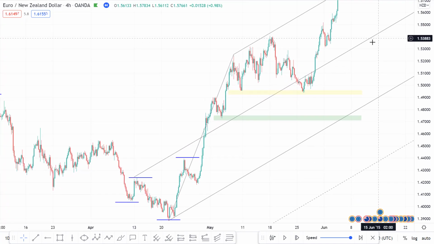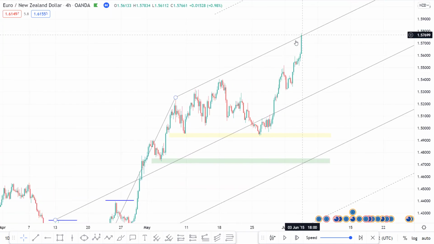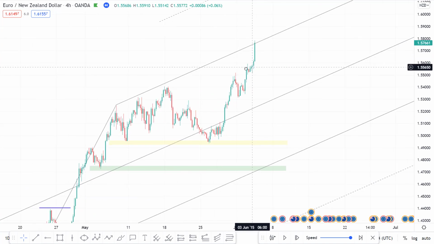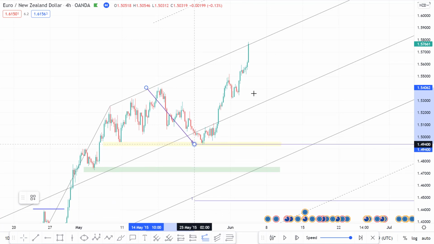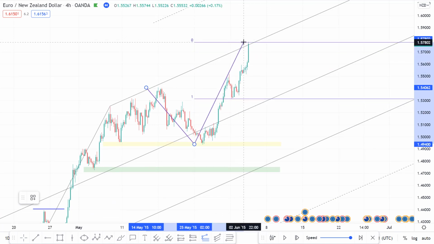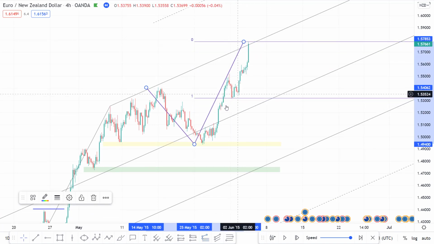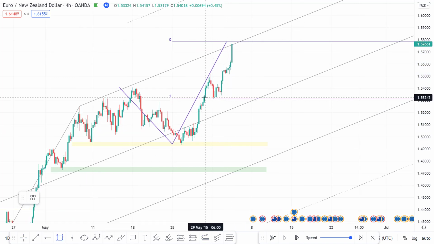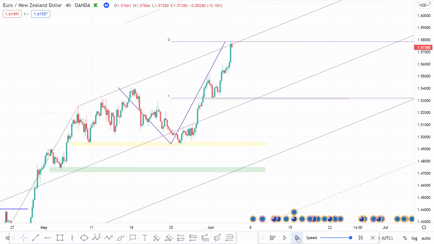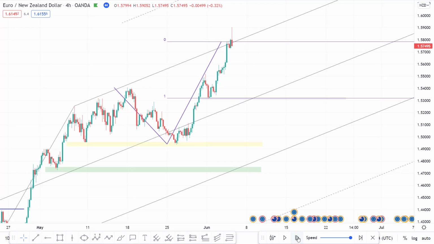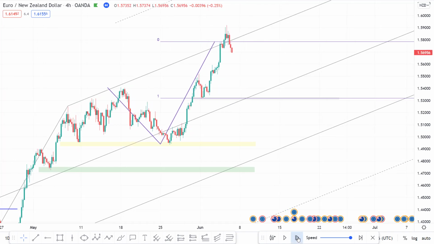The fork does capture price quite nicely, so we might get a little pullback here. I'm going to measure this deeper pullback and see if we do get a pullback down, maybe to this structural level here in conjunction with the medium line. But I'll just watch price and see what it does, because it will do what it wants to do.